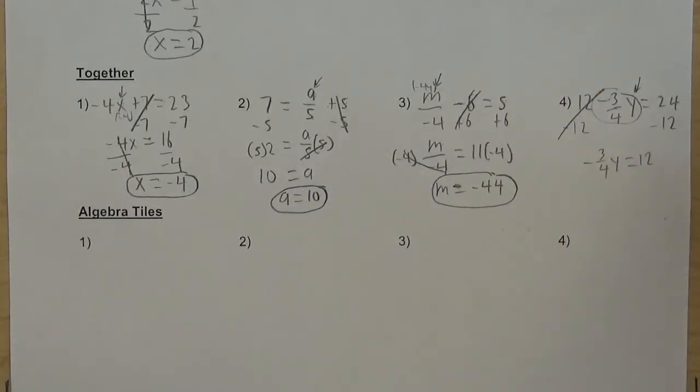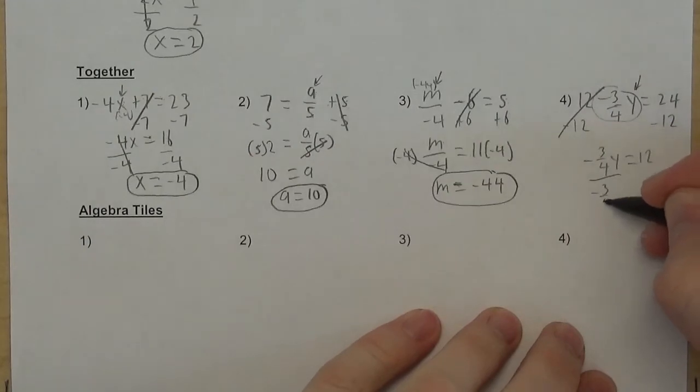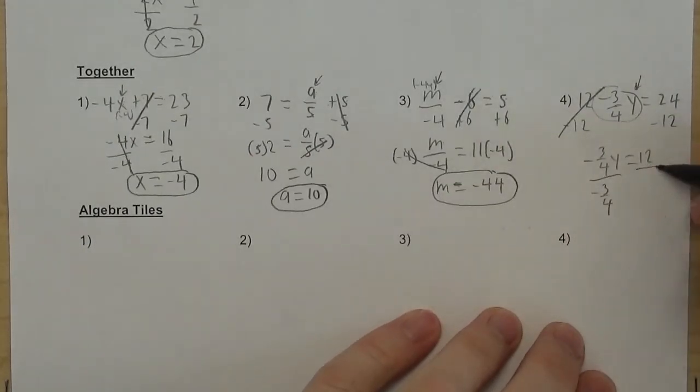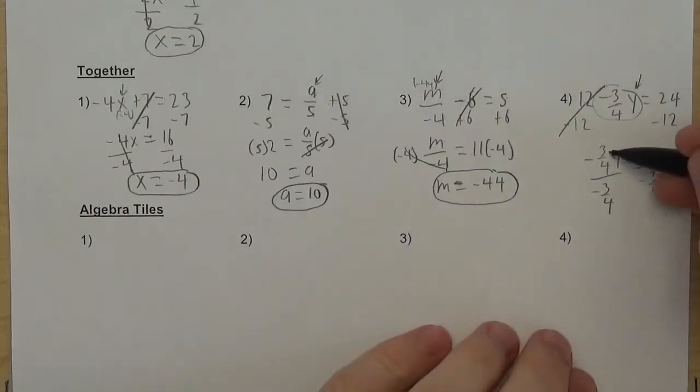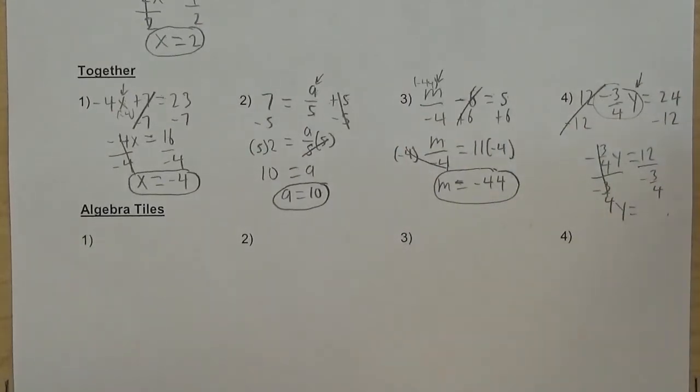There's a couple different ways to handle this. But let's just go ahead and do it the same way we've been doing it. If it's being multiplied by something, divide by exactly that. So we're going to divide by negative 3/4. So anything divided by itself, including a fraction divided by exactly the same fraction, equals 1 and cancels out. We just need to figure out what 12 divided by negative 3/4 would be.